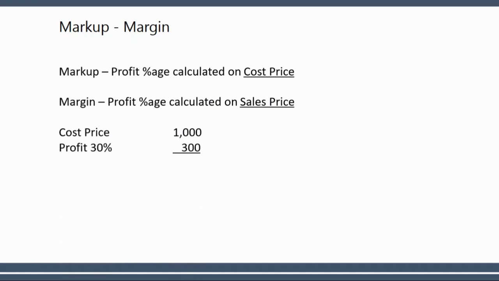You multiply it by 30%, which is $300, and you set your selling price at $1,300. Now you've got a friend and he says, give me some discount. Whatever profit you added, just subtract it. So how much profit did you add? And you say, I added 30%.